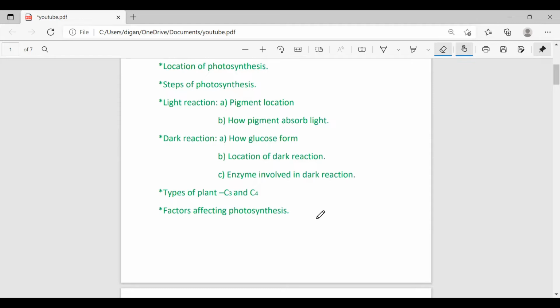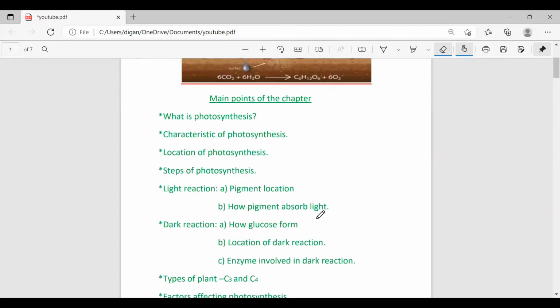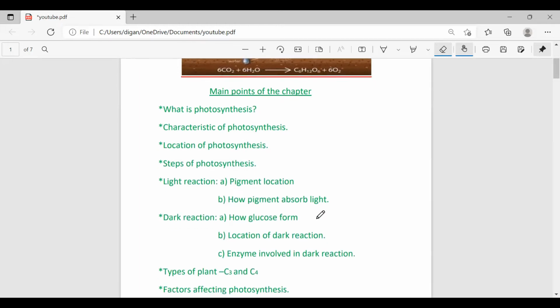The next point is the types of plants, that is C3 plants and C4 plants. And the last topic we are going to discuss in this chapter is the factors affecting photosynthesis. As the chapter has many important topics to discuss, I am going to finish the chapter in 4 videos. And so in this first video of the chapter, today I am going to discuss the following important points only.